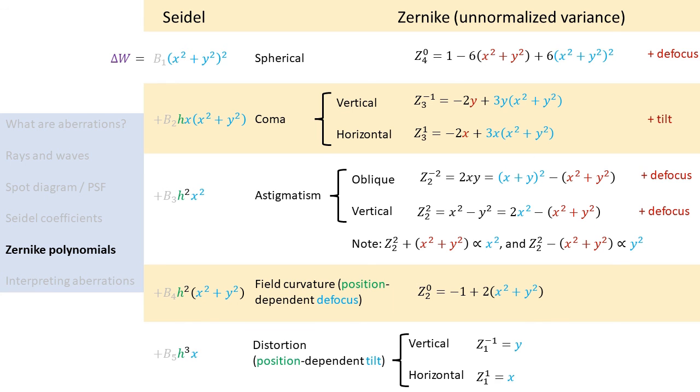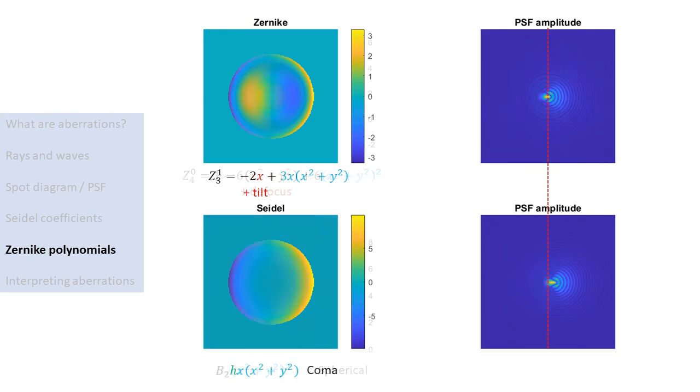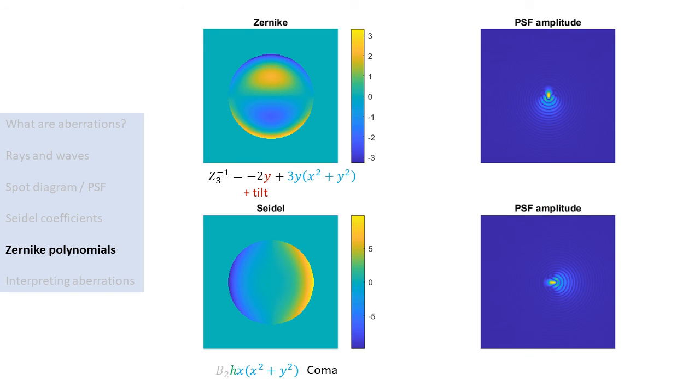We can also look at the point spread functions of the Seidel aberrations and their corresponding Zernike polynomials. For spherical aberration, the effect of the extra defocus term in the Zernike polynomial is clearly visible in the point spread function. For coma, the wavefront errors look quite different, but the only difference in the point spread function is that it is shifted. Rotating the wavefront error will also rotate the point spread function.